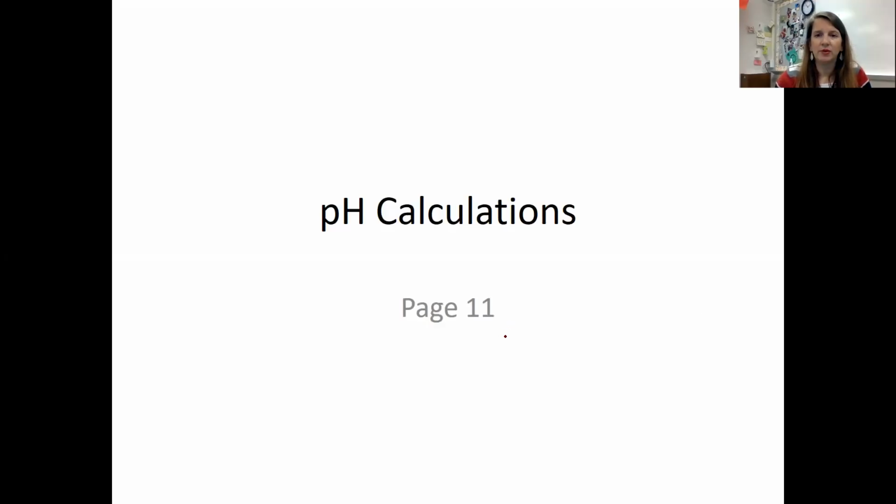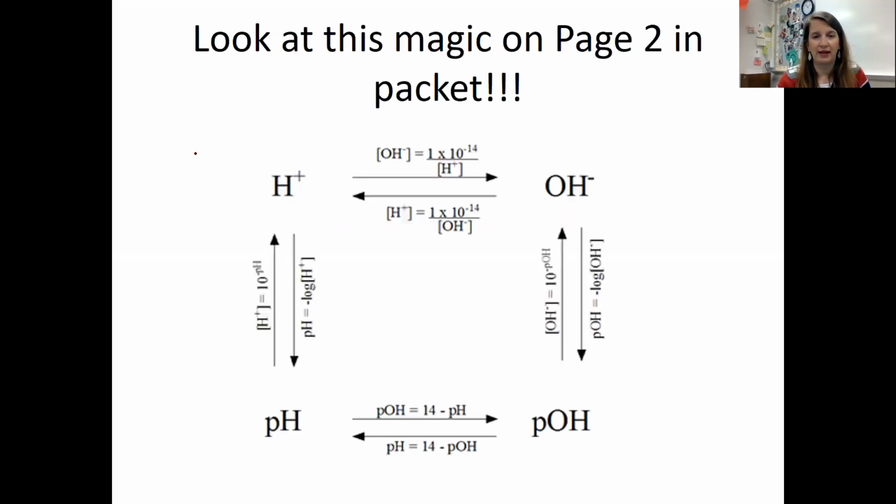Students, we're going to go ahead and go over pH calculations in this presentation. So we're going to be on page 11 in your packet. But first, before we go there, I really want you guys to take a look at this handy dandy tool on page 2 in your packet.